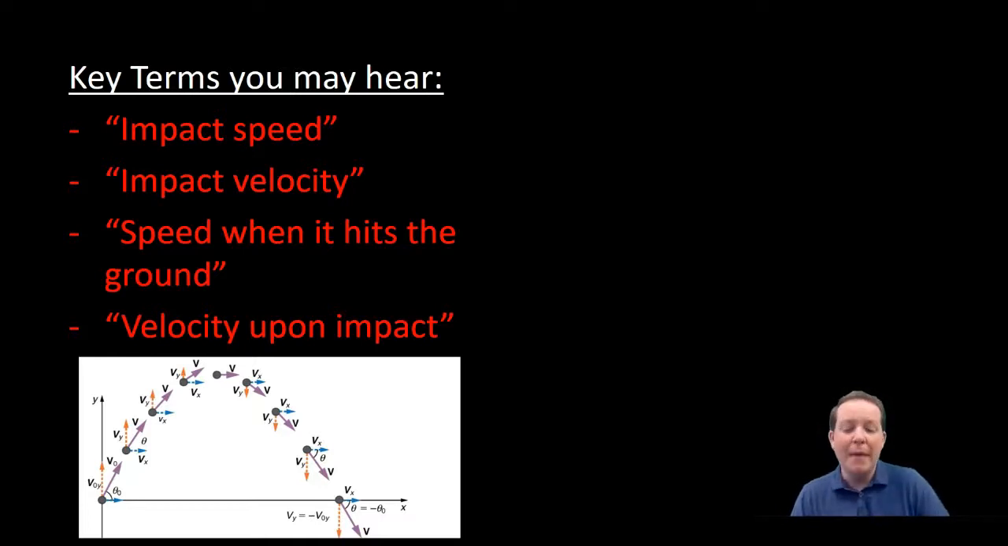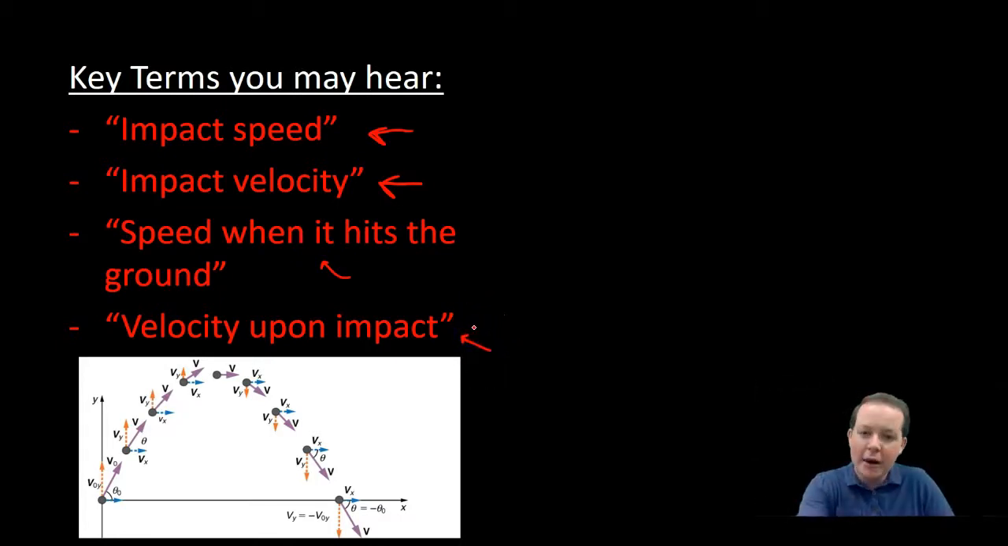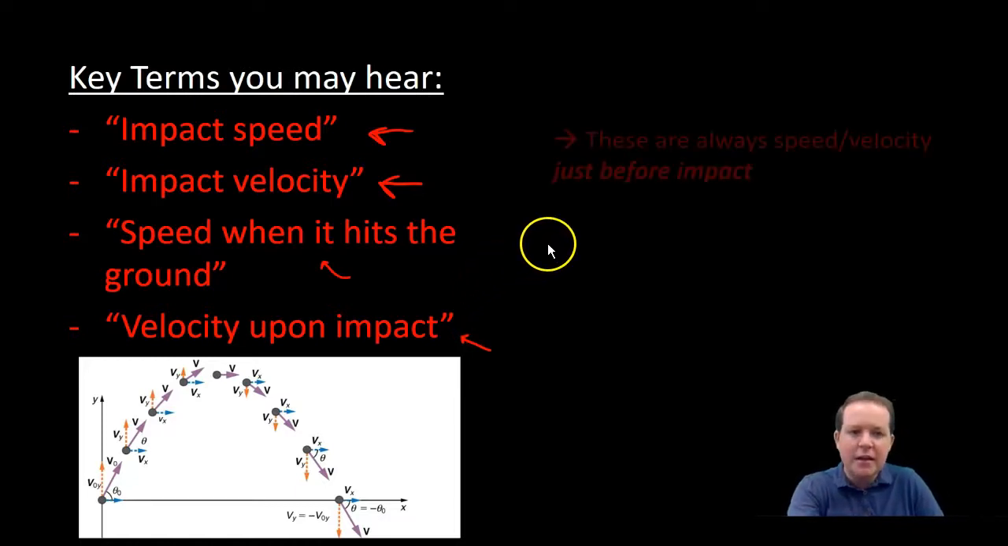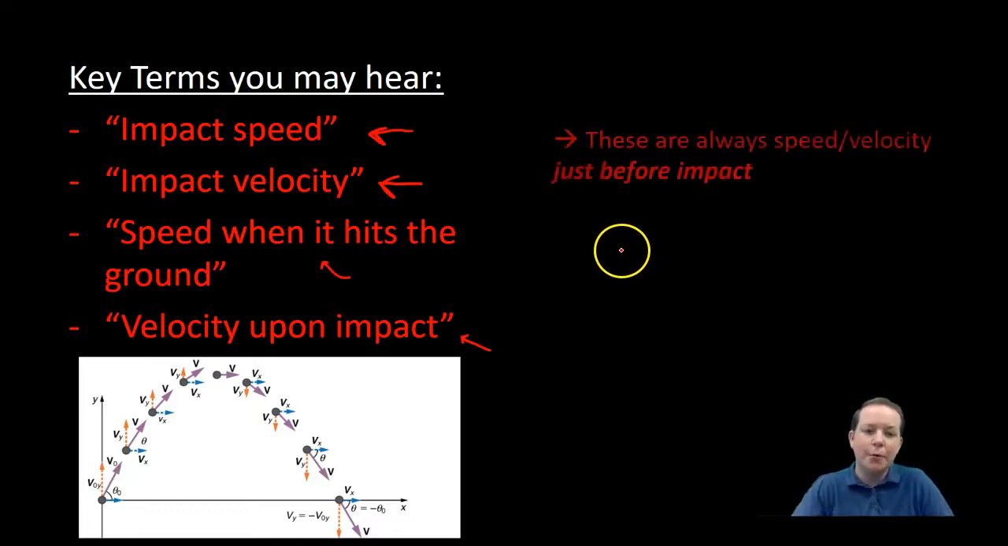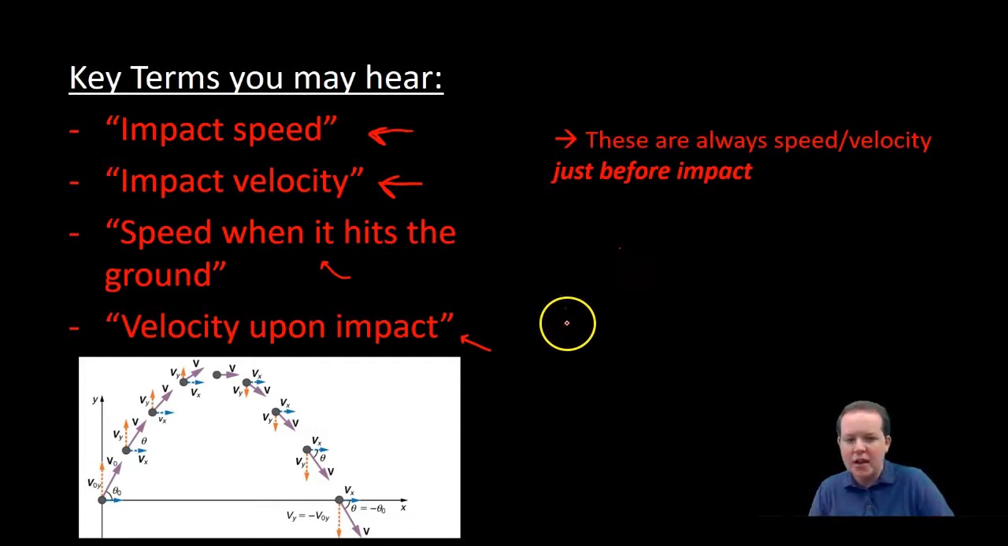Many problems for projectile motion will ask you to calculate the impact speed. They might say this on a problem, calculate the impact speed or impact velocity. They'll often use these interchangeably. Or maybe you'll see a question like, what is the speed when the ball hits the ground? Or what is the velocity of the cannonball's impact? We need to be very careful about what this means and what it doesn't mean. These are always referring to the speed or the velocity just before impact. That's what they mean. They're asking about this velocity right here, the instant before it hits the ground.